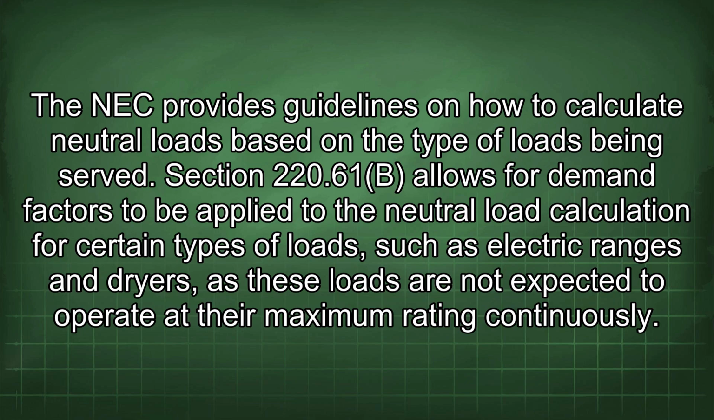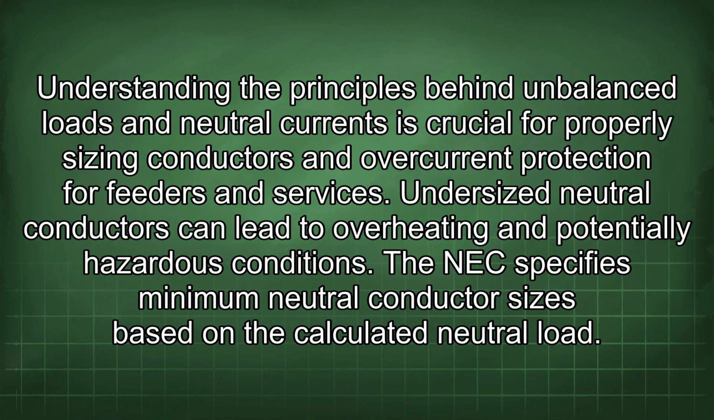Section 220.61(B) allows for demand factors to be applied to the neutral load calculation for certain types of loads such as electric ranges and dryers, as these loads are not expected to operate at their maximum rating continuously. Understanding the principles behind unbalanced loads and neutral currents is crucial for properly sizing conductors and overcurrent protection for feeders and services. Undersized neutral conductors can lead to overheating and potentially hazardous conditions. The NEC specifies minimum neutral conductor sizes based on the calculated neutral load.